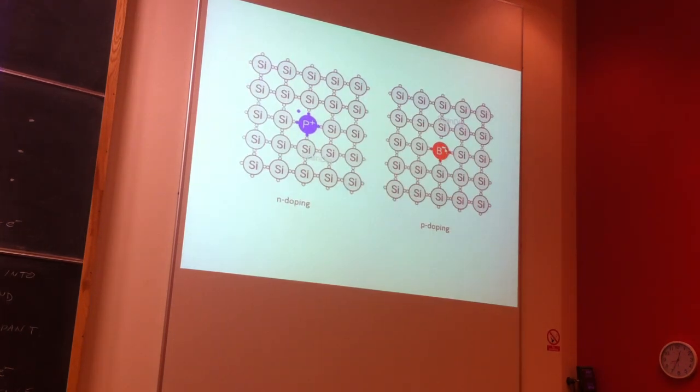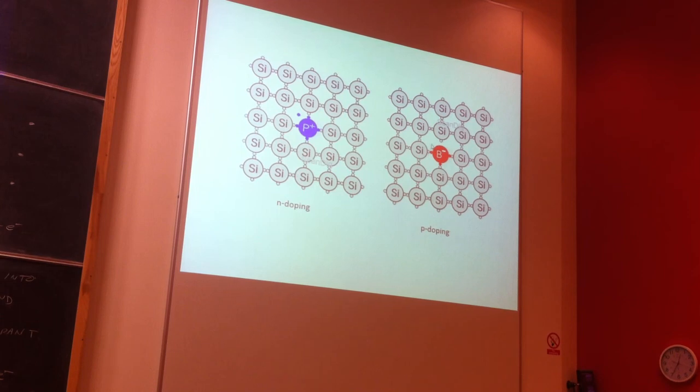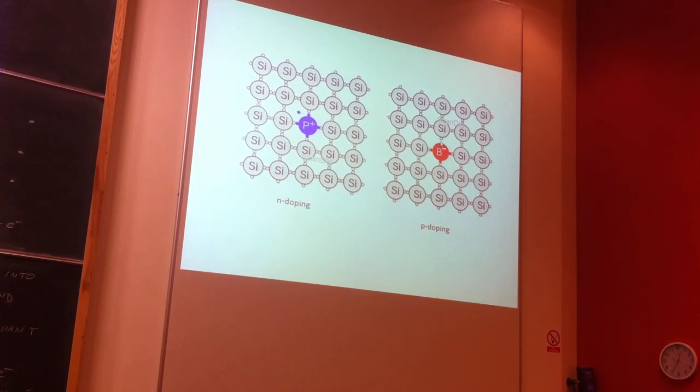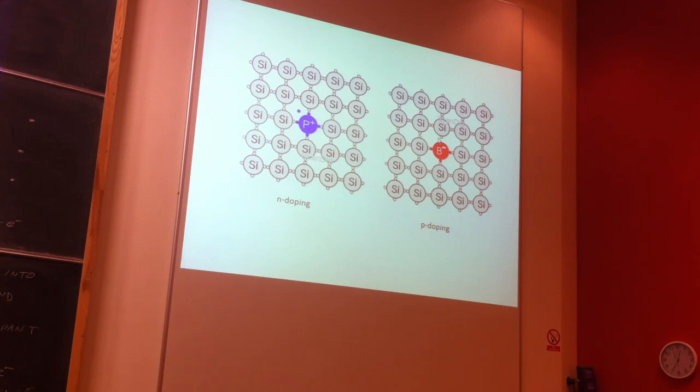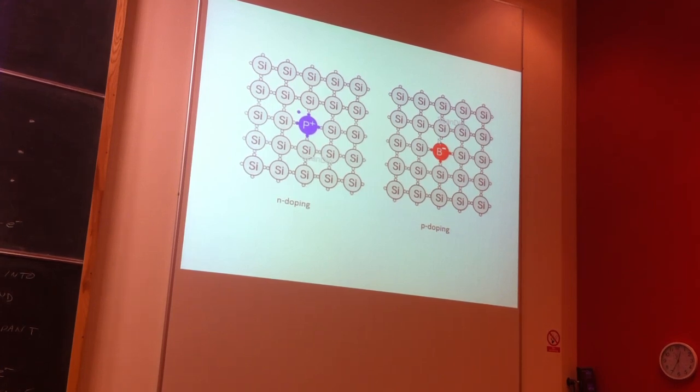So with boron, the boron has an overall negative charge, analogous to the phosphorus having a positive charge. And you see that one electron is missing from the otherwise filled band, which constituted all of the electrons being tied up in covalent bonds. Okay?